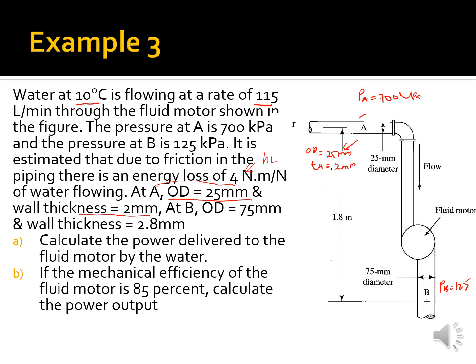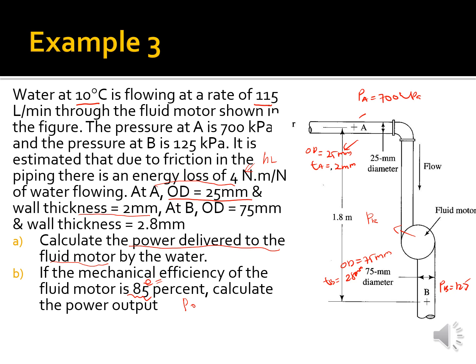Meanwhile at point B, the outside diameter is 75 millimeter and the thickness at B is 2.8 millimeter. The question requires us to calculate the power delivered to the fluid motor, which is PR. And for question B, it requires us to calculate the power output if the efficiency in this case is 85%. So let's check it out.